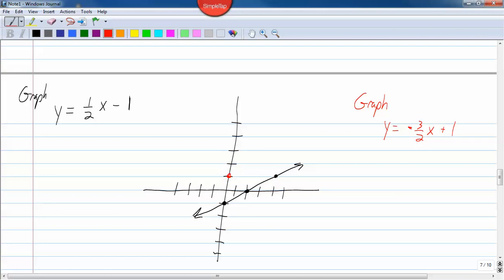So from here, go down 3, and then over 2 to the right, because it's -3/2. From that point, down 3, over 2 to the right. Alright, connect the dots, and you have your graph. So if it's a positive slope, you go up and to the right. If it's a negative slope, you go down and to the right.